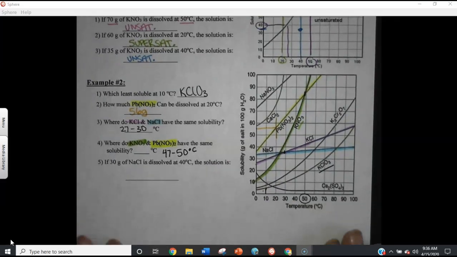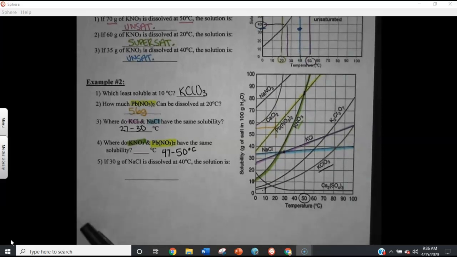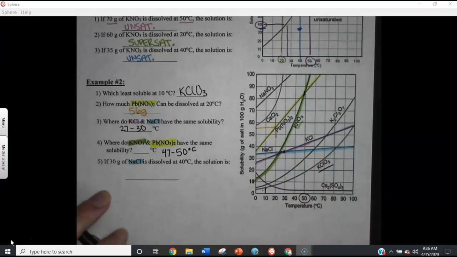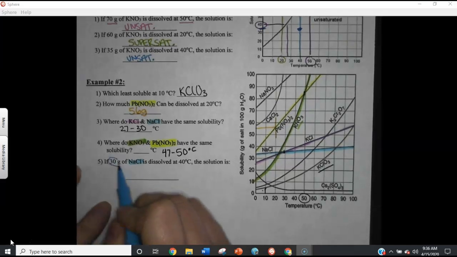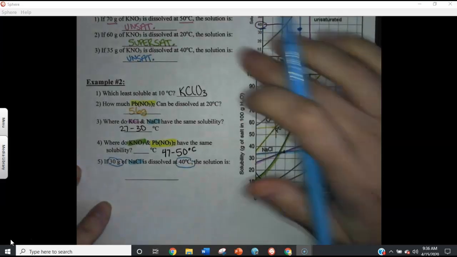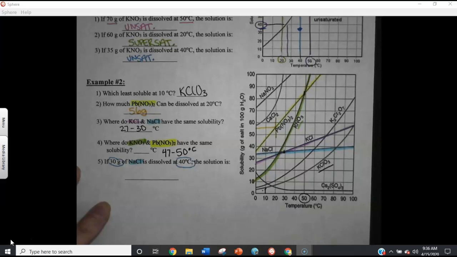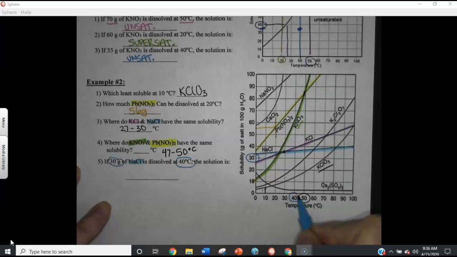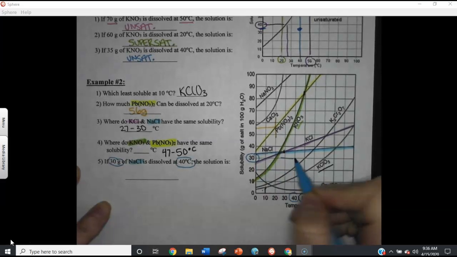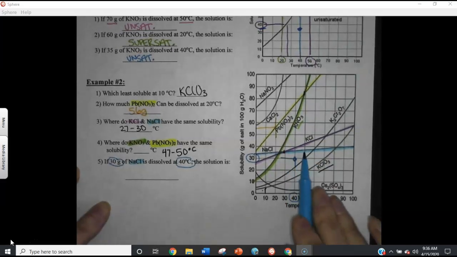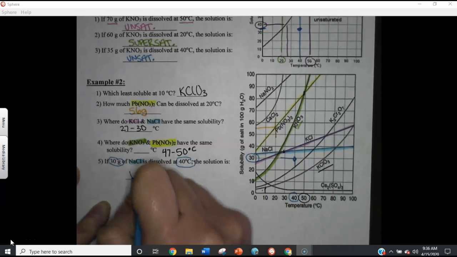And then number 5. NaCl I've already colored in as my blue, so I know I can ignore everything on this graph except for my blue line. It says if 30 grams of NaCl is dissolved at 40 degrees, so this is a lot like what we were doing up here at this graph, the solution would be blank. So 30 grams is this value. At 40 degrees, this value. And I'm going to say it's right here. And that's clearly under my blue NaCl line. So under means unsaturated.